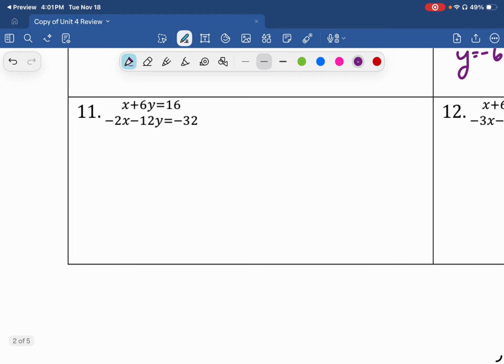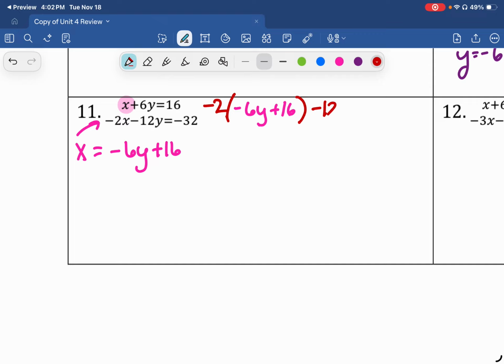Now we're going to look at 11. The easiest one to solve for here would be x. So we're going to solve that for x by subtracting 6y on both sides, and we get x is equal to negative 6y plus 16. And we're going to plug that into the second equation. So we have negative 2 times negative 6y plus 16 minus 12y equals negative 32.